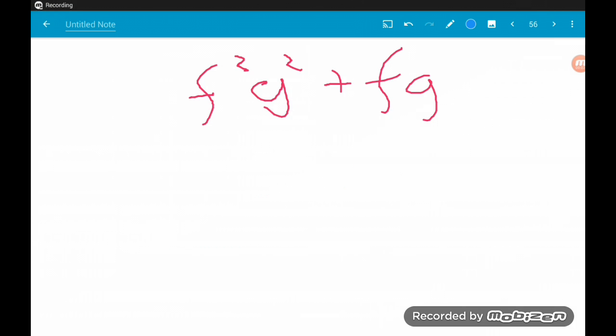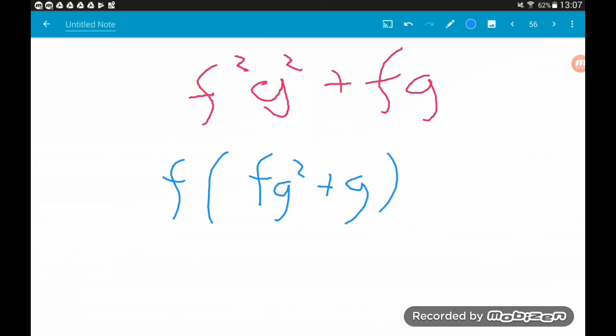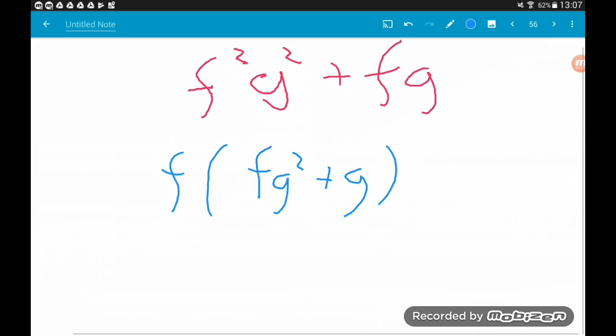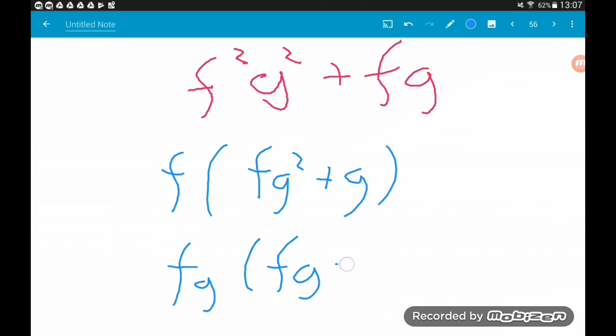Okay, question 2, f squared t squared plus ft. So again, I would recommend doing this step by step. We've got a common factor of f, take that out, we're going to get f lots of (f t squared plus t). We then got a common factor of t, take that out, then we get ft on the outside times (ft plus 1) on the inside. Jobs done.